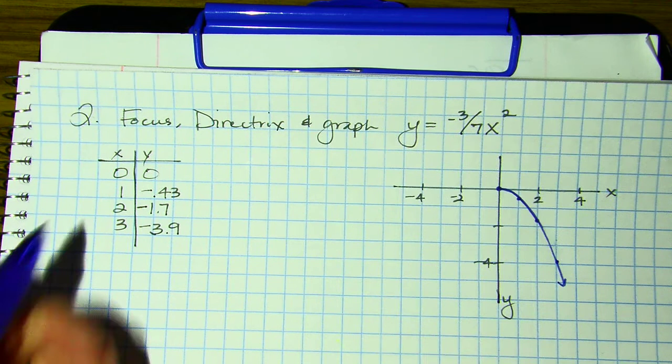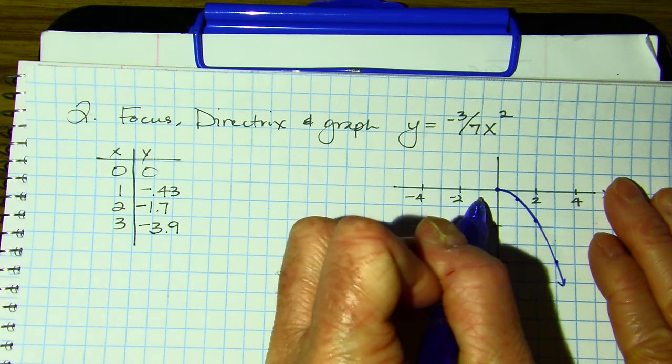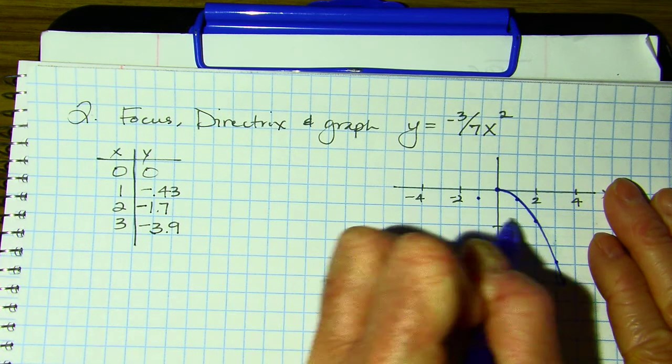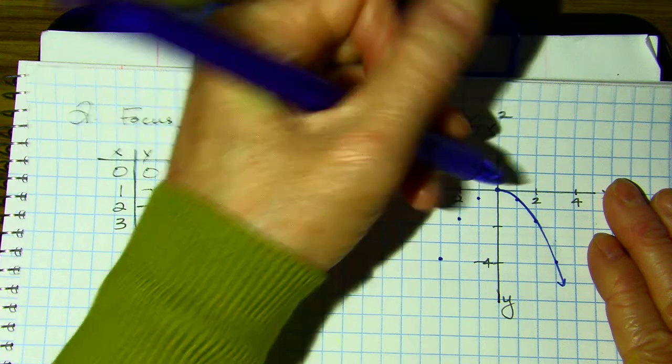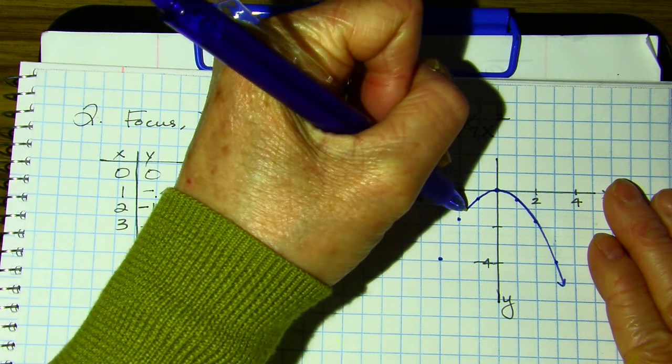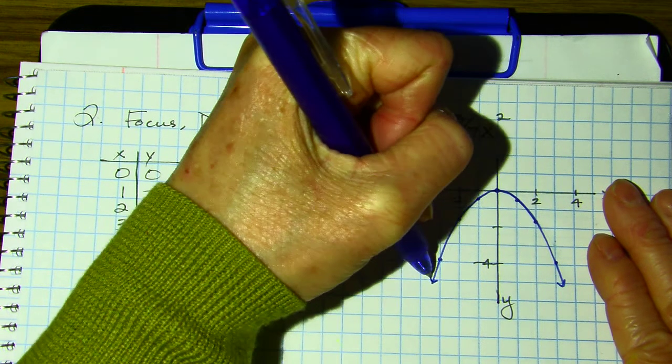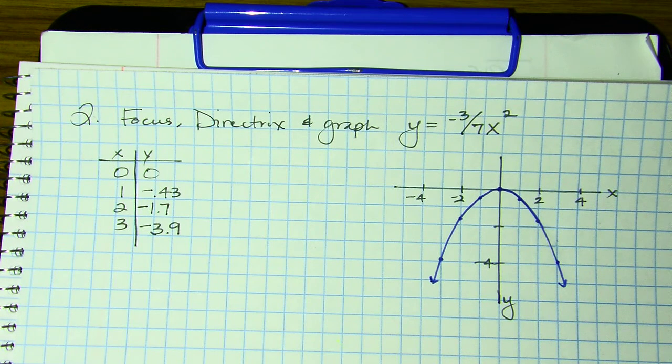And then I'm going to reflect these points across. So that would go here, here, here. Okay, so there is my parabola. Now I'll work on finding the focus and directrix.